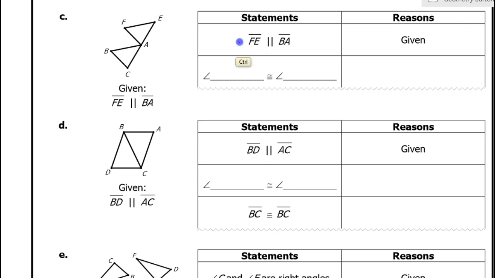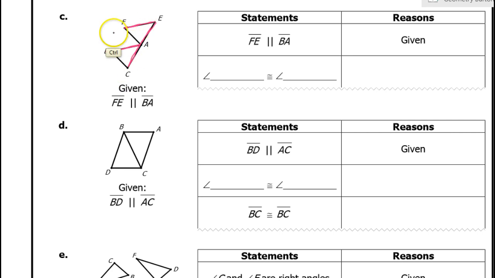So FE is parallel to BA. So here is FE, and here is BA. So those are the parallel lines. So now look for the transversal that cuts across them. So this is the transversal that cuts across both parallel lines.